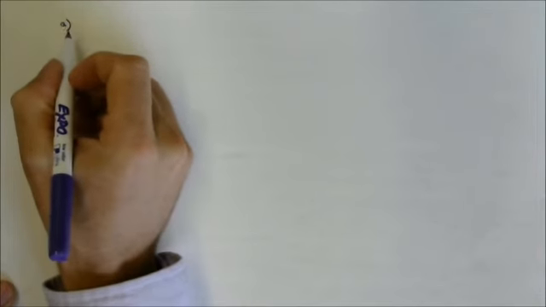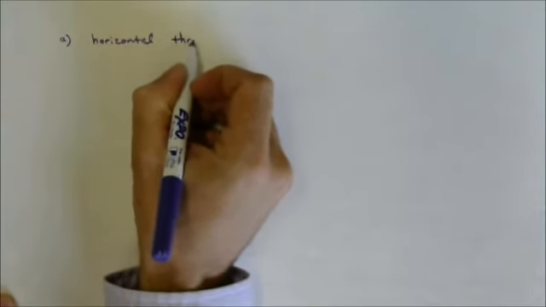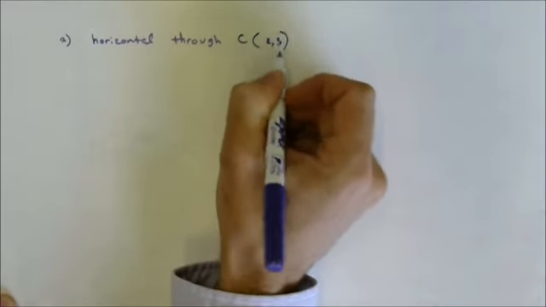The next example is just going to familiarize us with what a horizontal line looks like and what a vertical line looks like. So for A, you have a horizontal line through C, which is (2, 3).